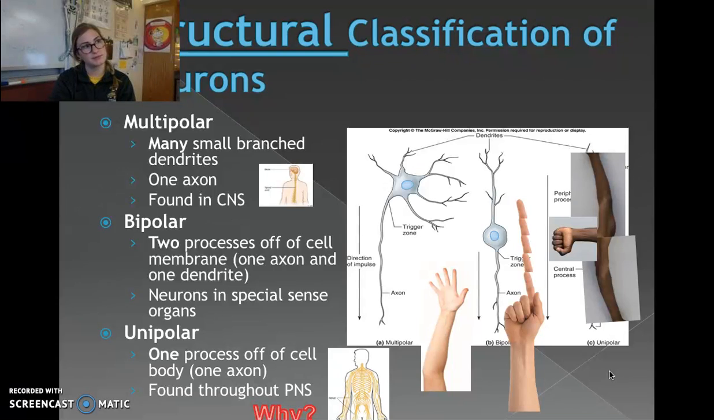Go ahead and pause. All right, so one of the reasons why we have unipolar within the peripheral nervous system is so that that signal can transfer so much faster. It gets to bypass the whole cell body. So it starts down here and then boom, it just goes.